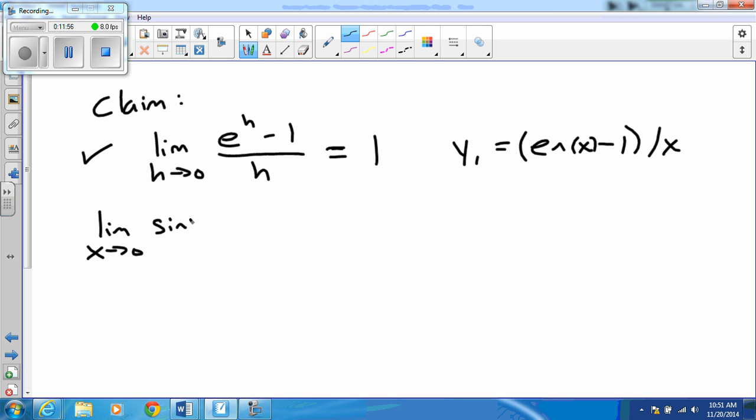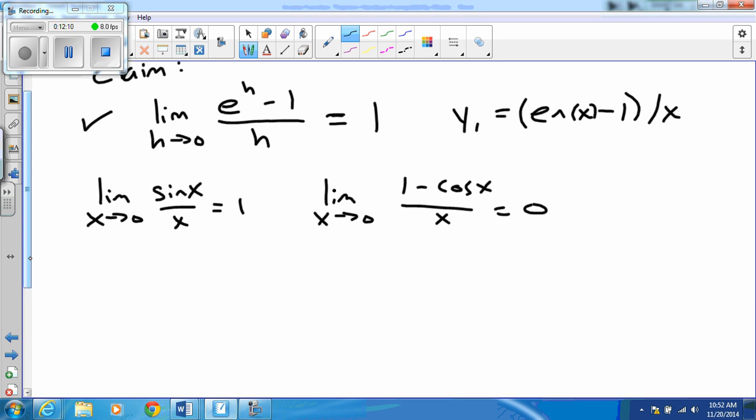You recall the other two special limits were the limit as x goes to 0 of sine x over x equals 1, and the limit as x goes to 0 of 1 minus cosine x over x equals 0. So we have our triad of three special limits. Now, the reason this limit is particularly special is that it allows us to evaluate the derivative of e to the x. Let's think about this for a second.